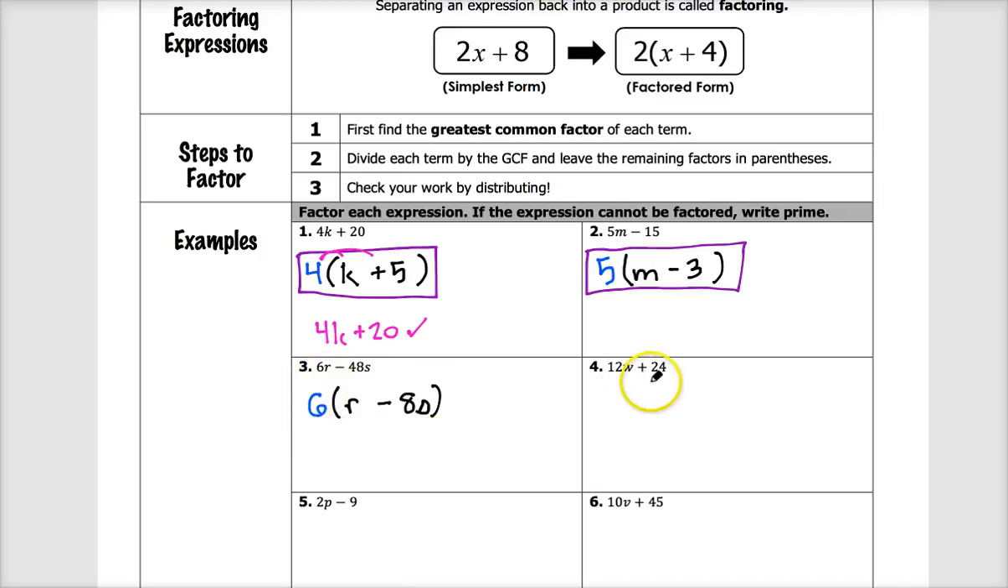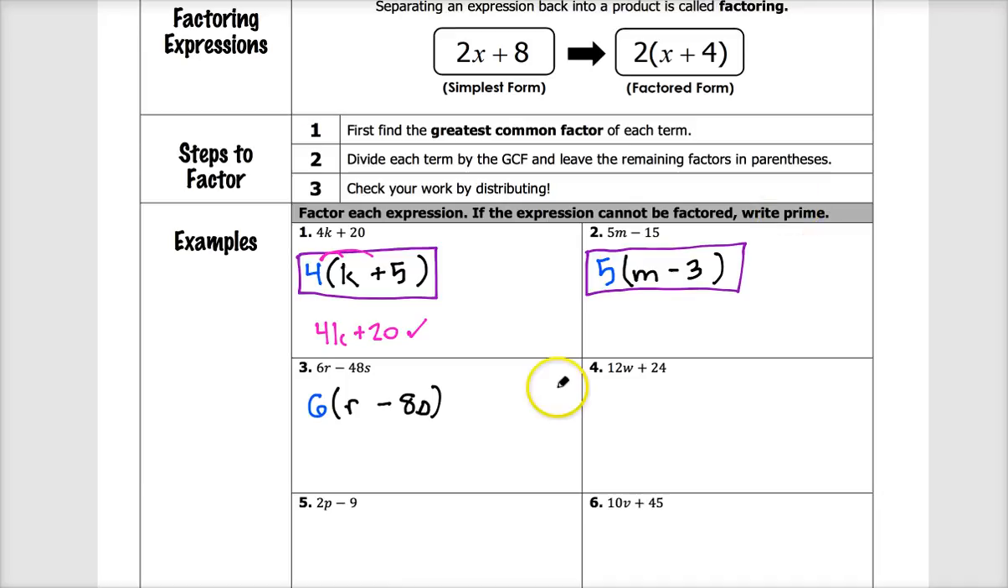Number 4, 12w plus 24. The GCF of 12 and 24 is 12. And so I'm undistributing now. What times 12 is 12w? That would be w. And what times 12 is 24? Well, that would be a plus 2. So factoring this expression gives me 12 times the quantity w plus 2.